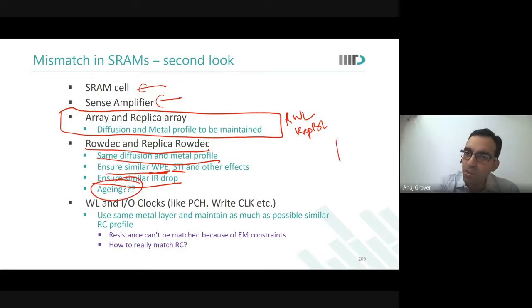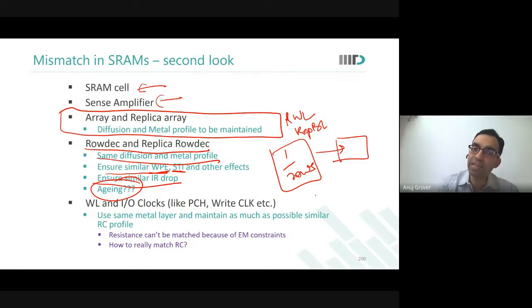The real row decoder will be selected only 1 by row number of times, statistically speaking. But replica row decoder will be selected every time the clock comes. So aging will be different. So you need to think about those aspects as a designer.